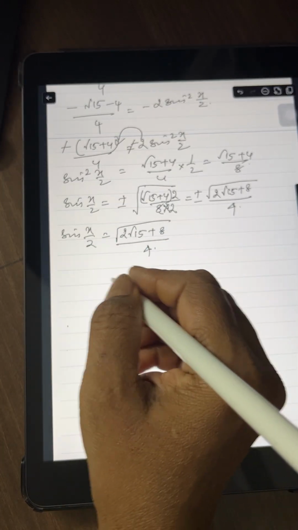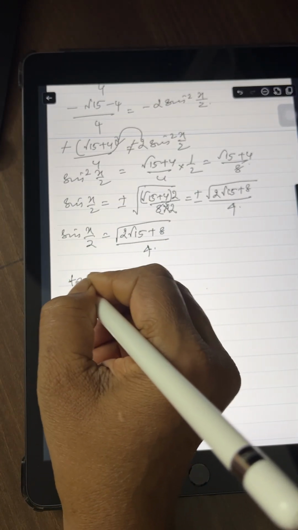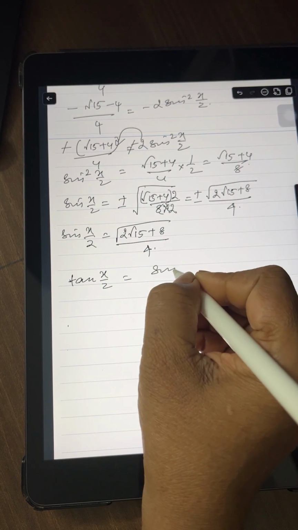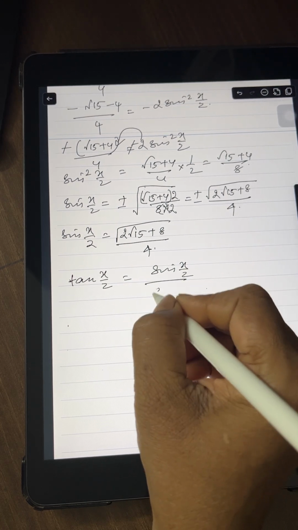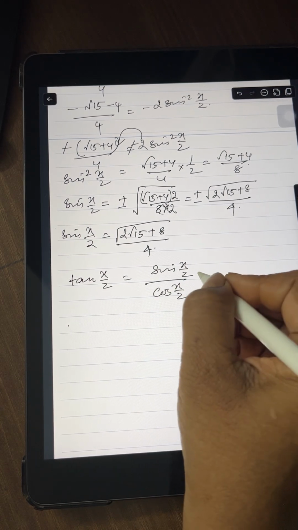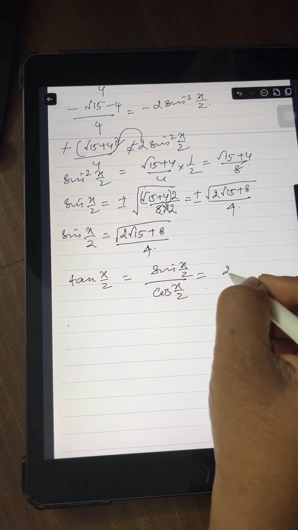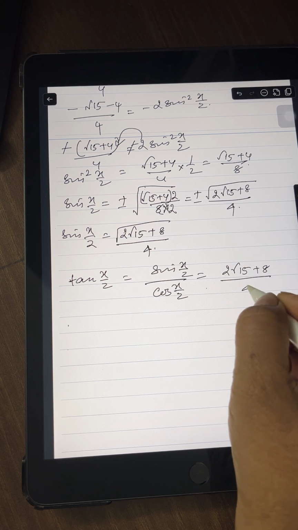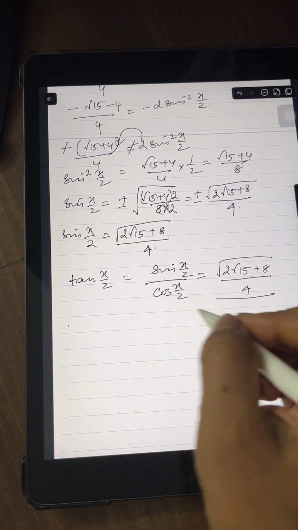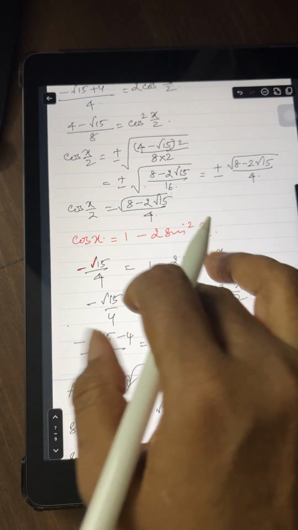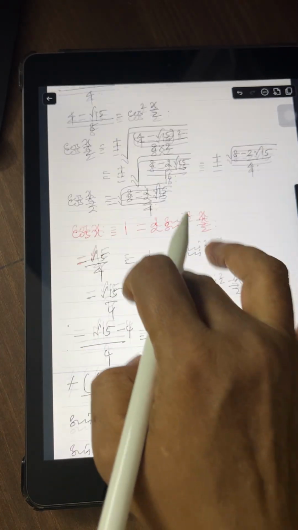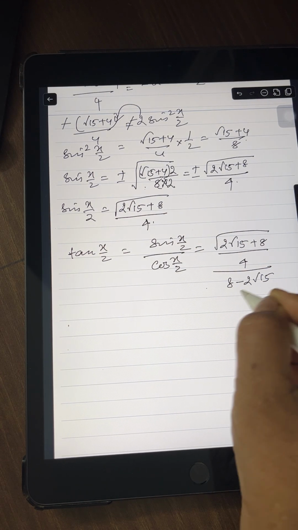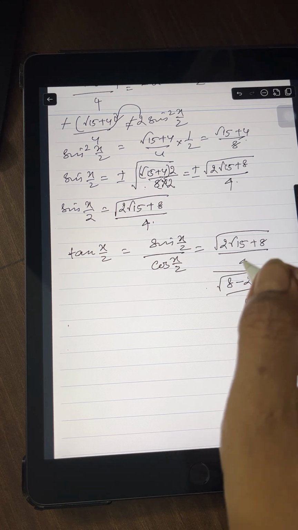Okay. Now what you'll have to find out is tan. Tan x by 2 is equal to sine x by 2 by cos x by 2. Now what is sine x by 2 you got: root of 2 root 15 plus 8 by 4. And cos x by 2, what is cos x by 2 you got: 8 minus 2 root 15 by 4. Here also there is root.